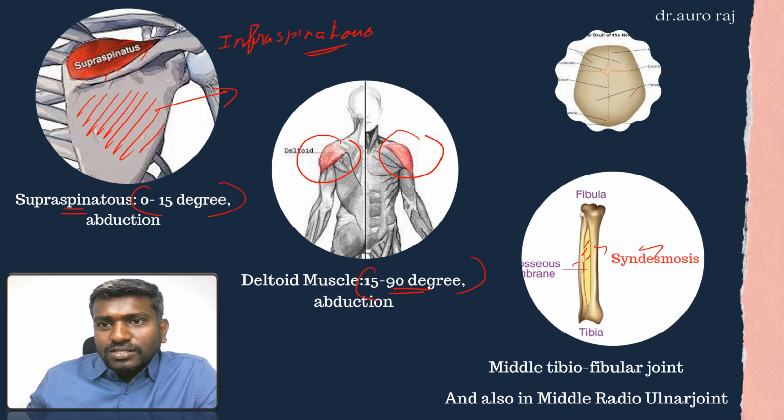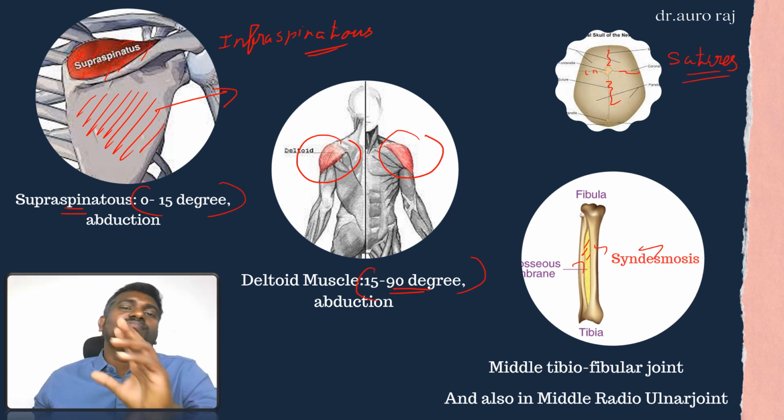Now, the joint between the skull bones, this is called as what? These are called as sutures. So remember the muscles and important joint names.